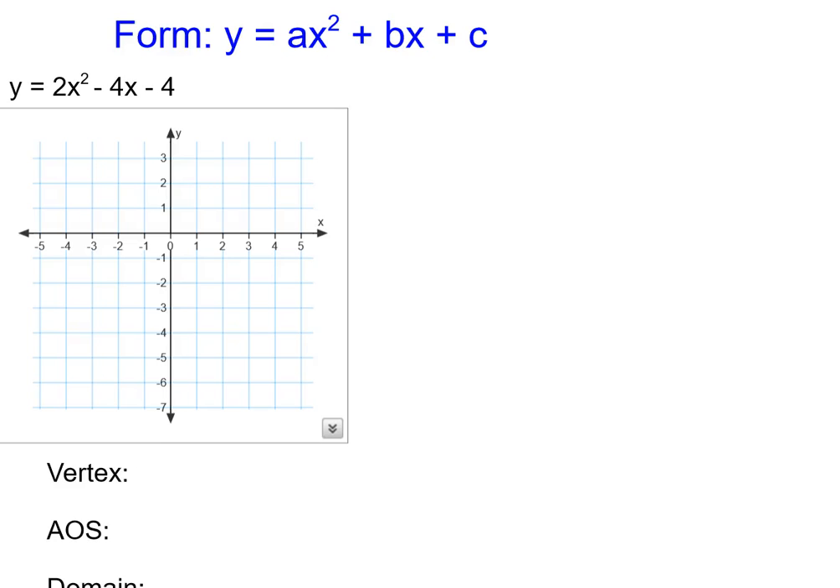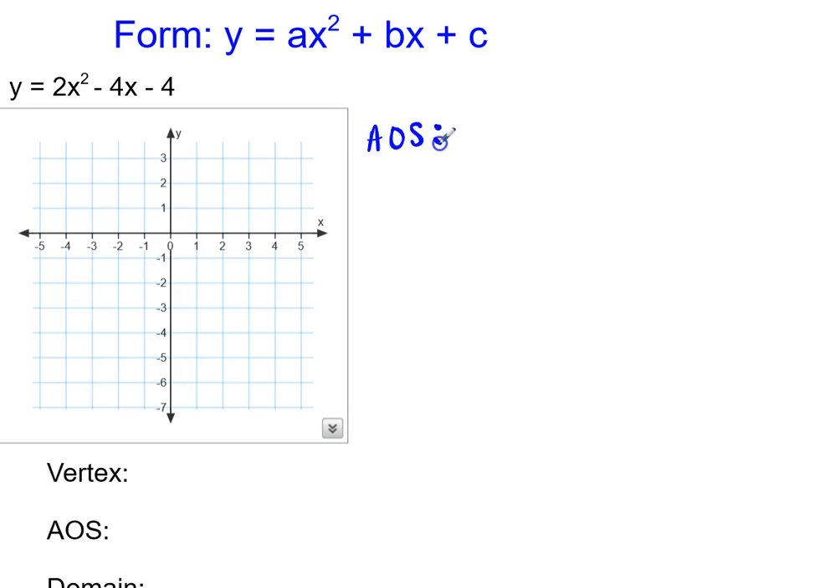The next form we graphed was y equals ax squared plus bx plus c. So this is new because we have a bx term in the middle. When that happens, we know that our vertex is no longer on the y-axis, it's moved left or right. But we have to do a little bit of work to figure out exactly how far left or right it has moved.